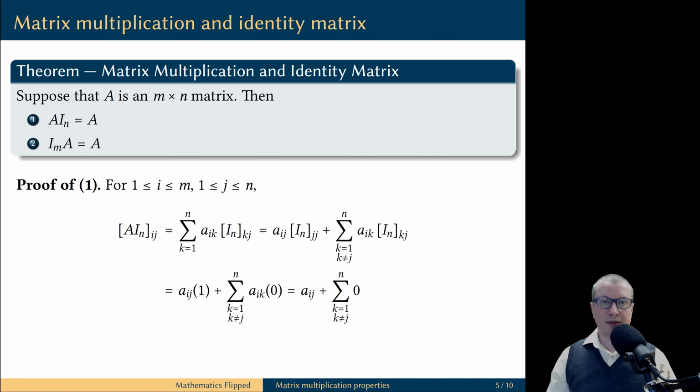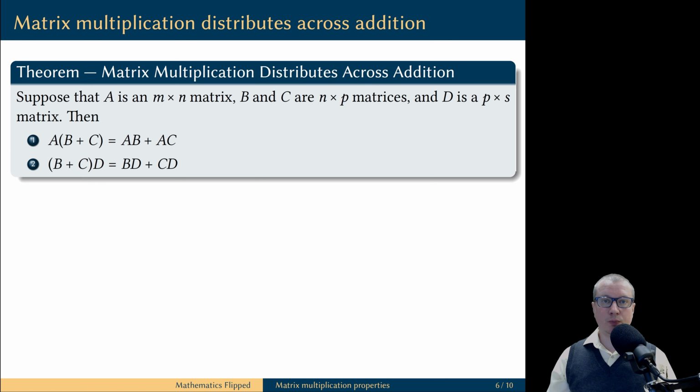But now you see that the whole summation becomes just 0 and the entire expression simplifies to Aij. This is exactly the entry in position ij of the matrix A, and this shows that the matrix on the left-hand side of the equality has the same entries as the matrix on the right-hand side, and therefore they are equal as matrices.